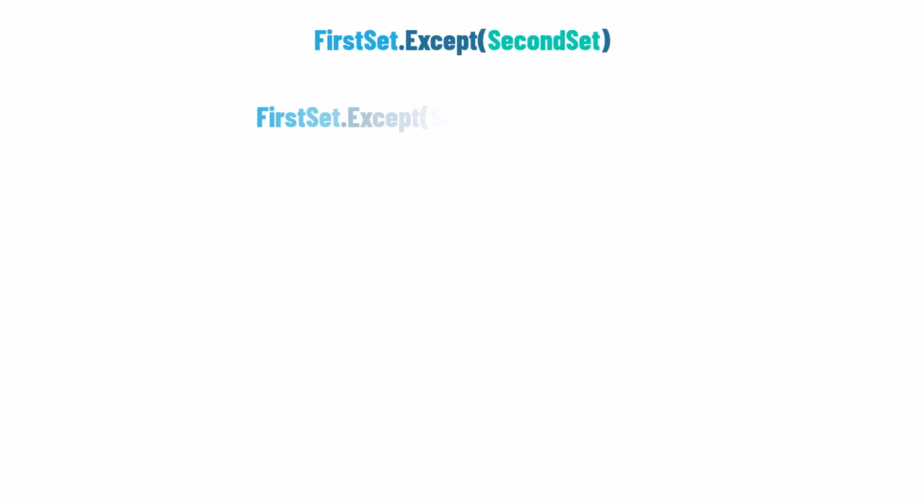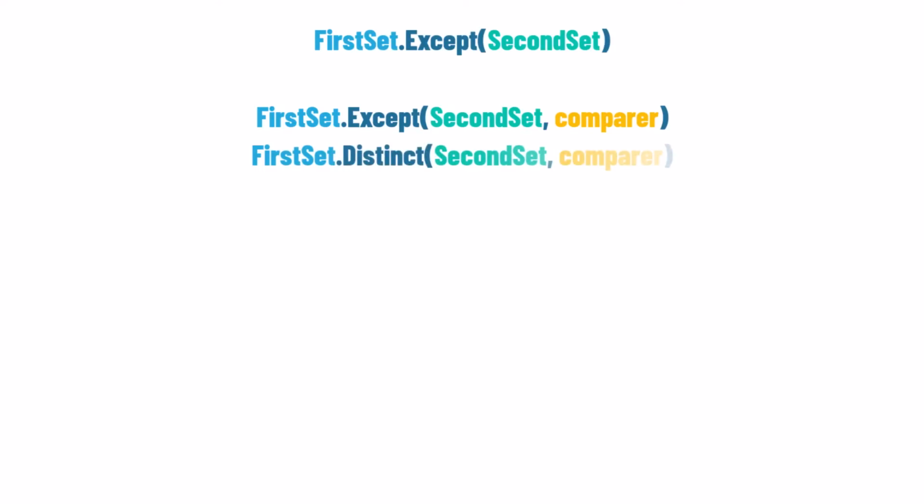The second overload includes a comparer, allowing for custom comparisons. It's like the second overload of the Distinct method we discussed in our previous video. This feature is especially useful for nuanced comparisons, such as ignoring case sensitivity between two lists of strings. By employing a custom comparer with Except, we can tailor our comparison logic to meet specific needs.